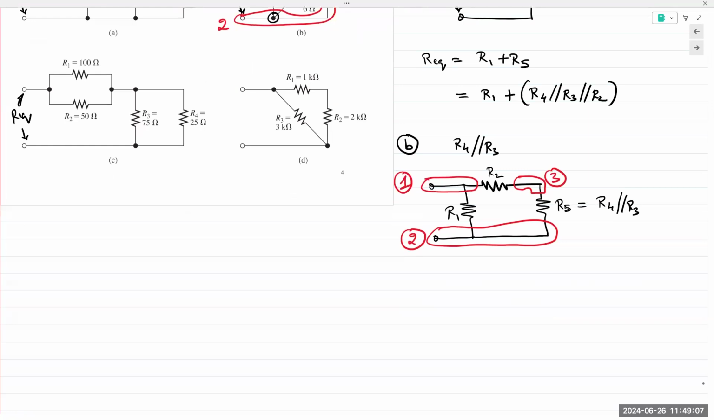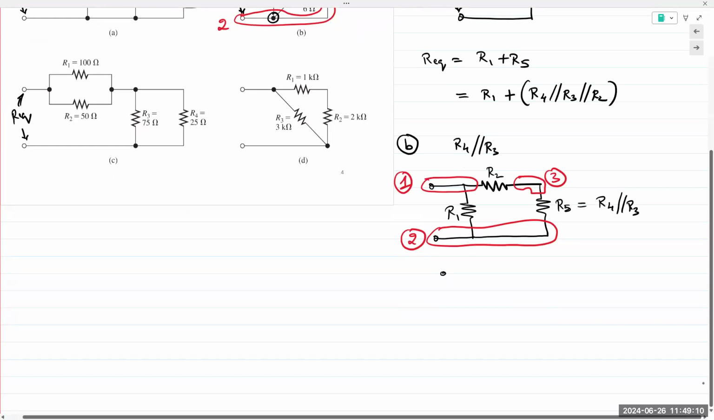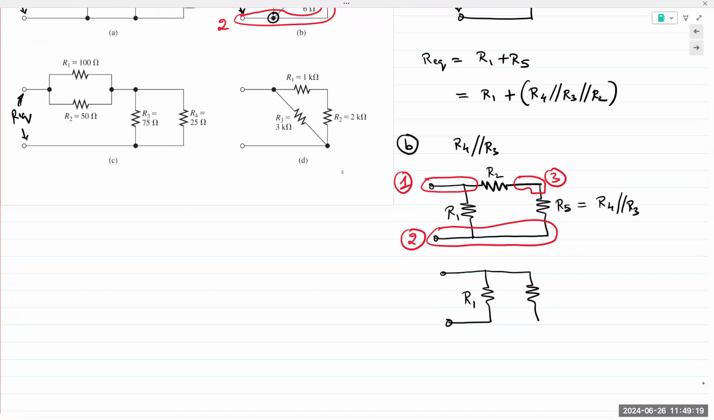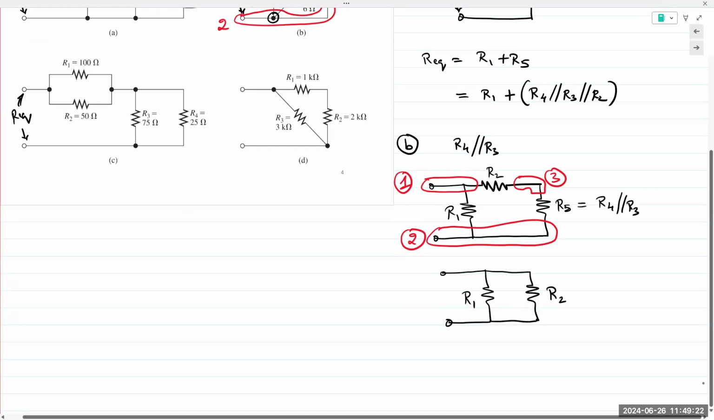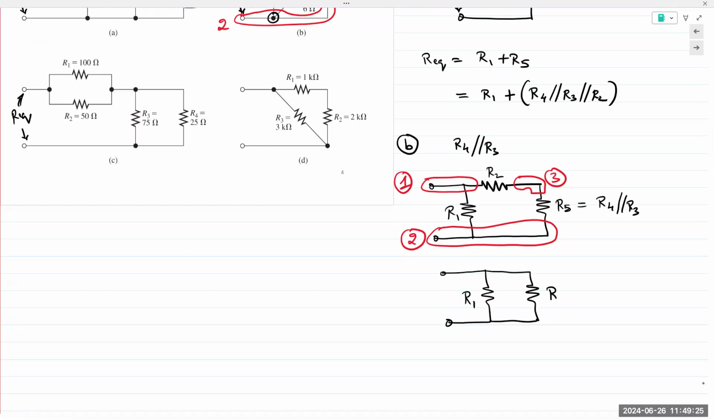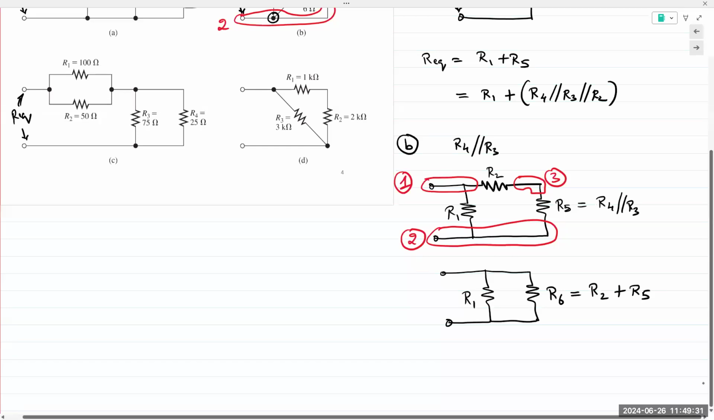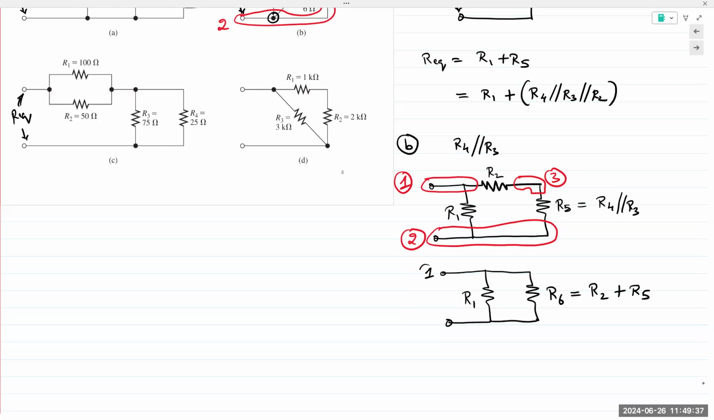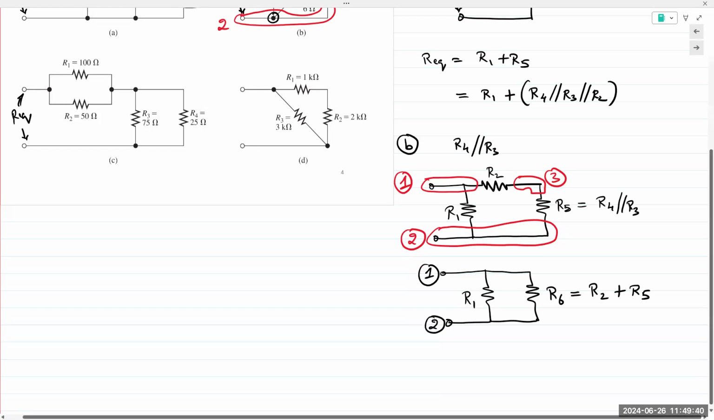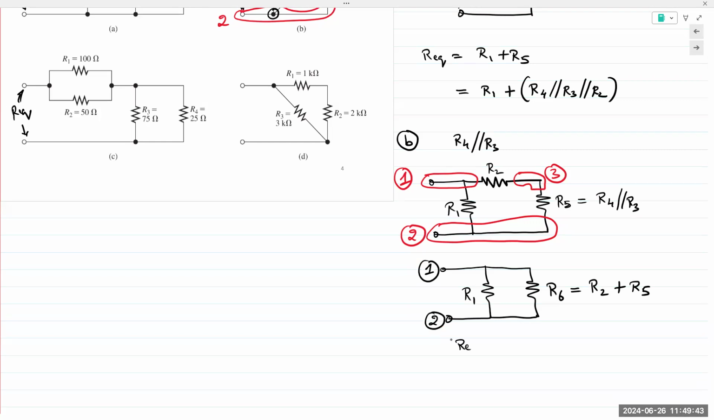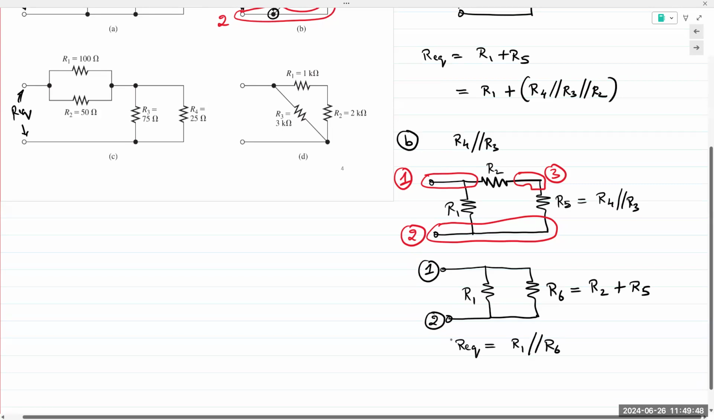Then since we're starting at the farthest end, we can reduce the circuit even further. I have R1, and then this would be a series combination of R2 and R5. I'm going to call this R6. And then finally, REQ is R1 parallel R6.